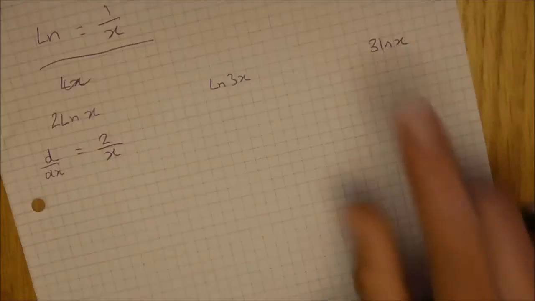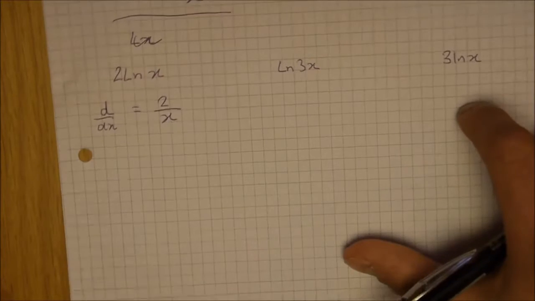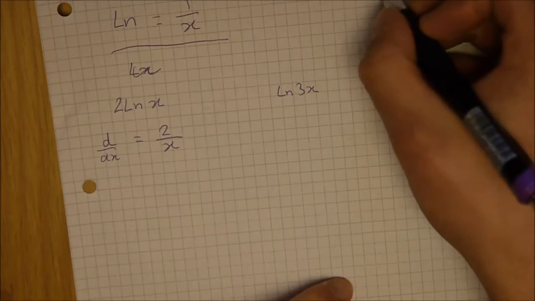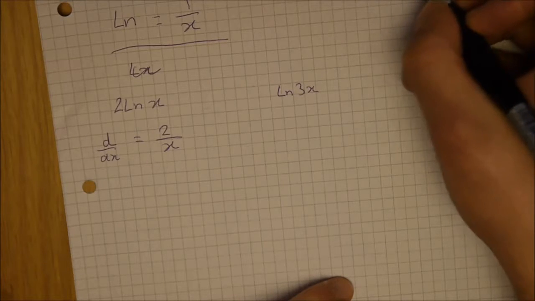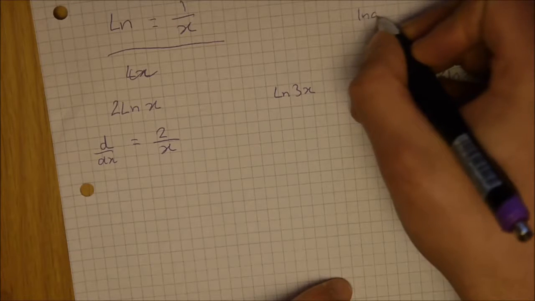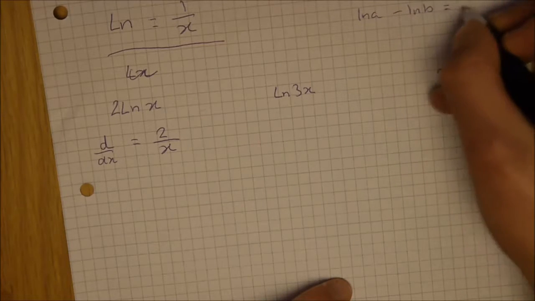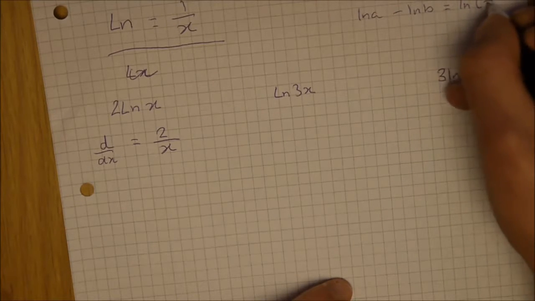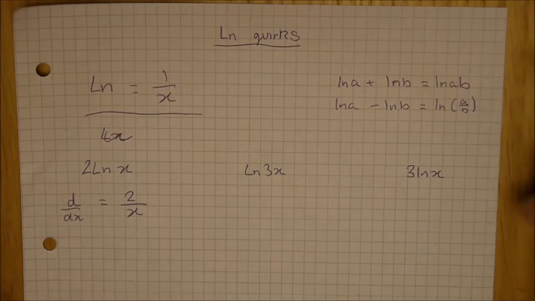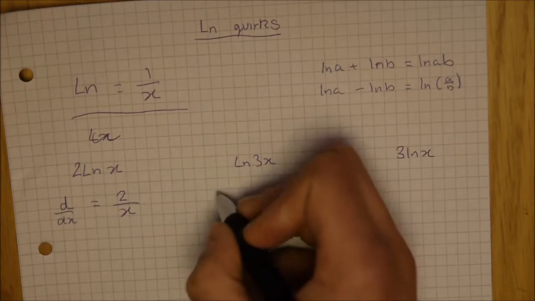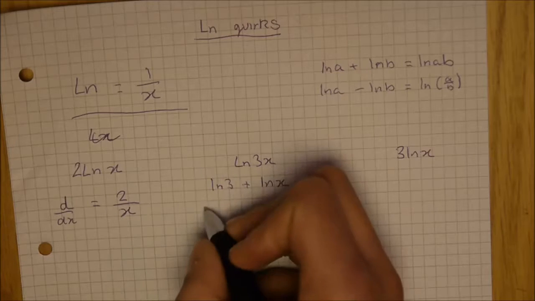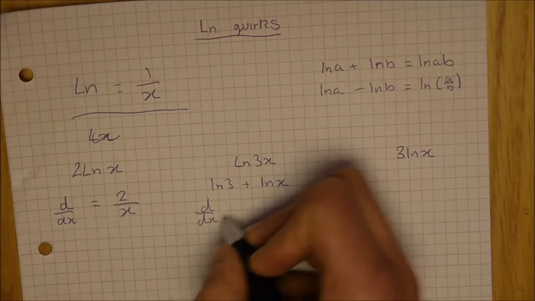ln 3x. Now this is a mistake that a lot of people make. Remember the laws of logarithms. They still apply for ln. ln a plus ln b equals ln ab. ln a minus ln b equals ln a over b. If you just can't see that, I'll scroll up so you can. So ln 3x in this situation is actually ln 3 plus ln x. So when you differentiate it, it goes to 1 over x.